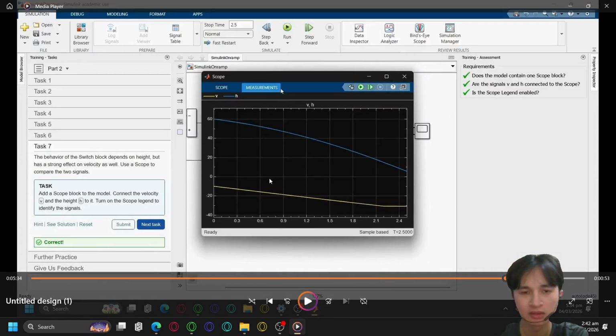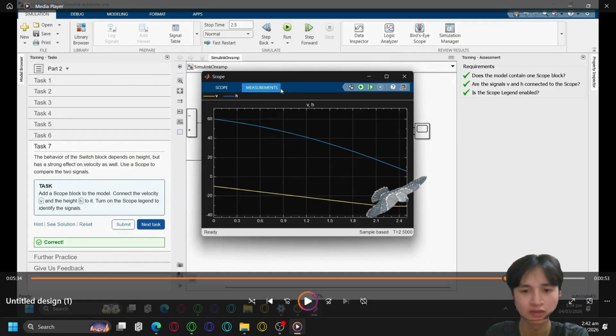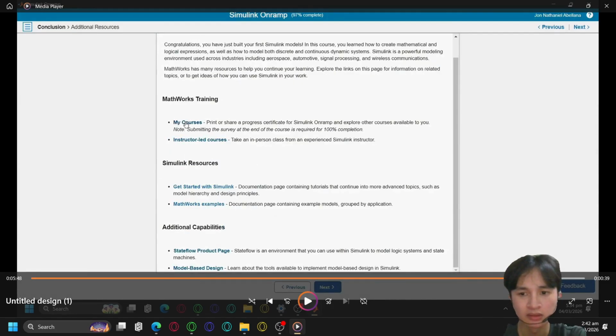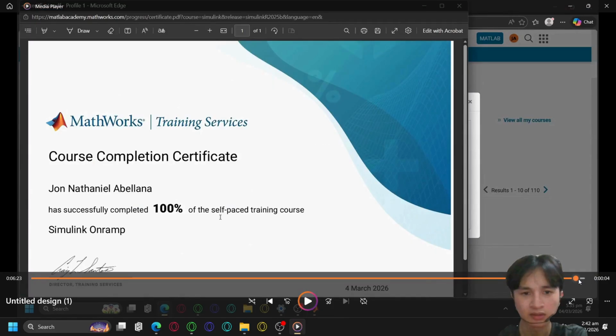Now in the graph we have the change of height, and there'll be a change in velocity of the falcon. Usually if it goes down it gets to the steady state velocity. Then for my certificate, it's here.